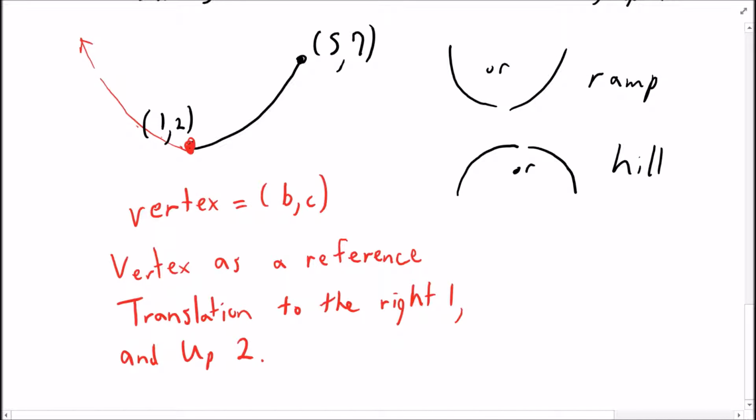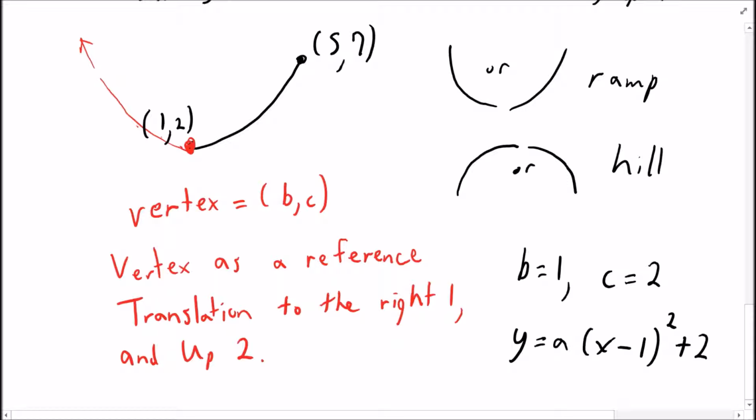So the vertex, as a reference, is a translation to the right 1 and up 2. Remember, the standard parabola has its vertex at 0, 0. So therefore, we know B is 1 and C is 2. So subbing that in, y equals a, x minus 1, and remember it's minus in the formula, squared, plus 2.